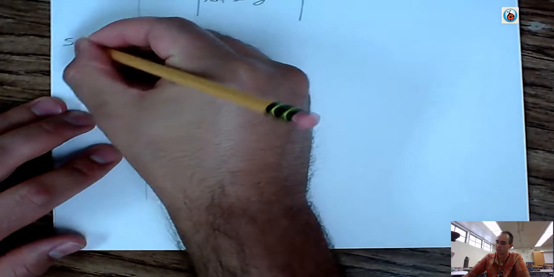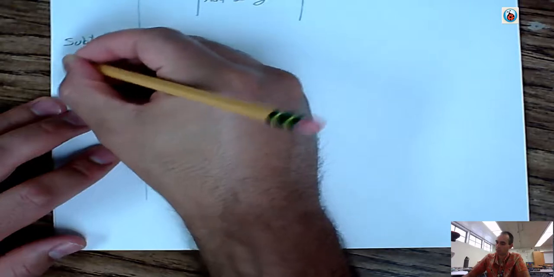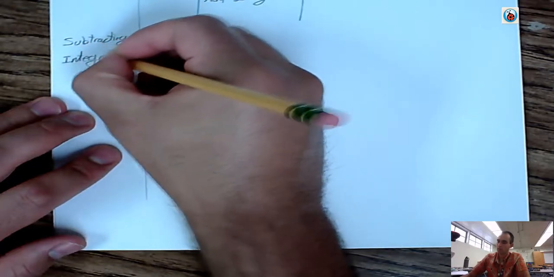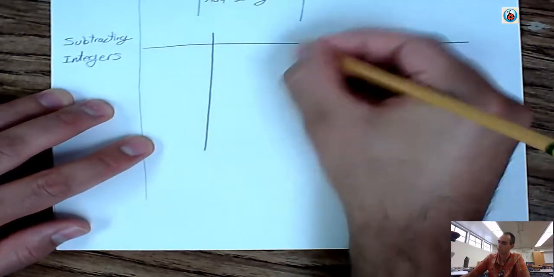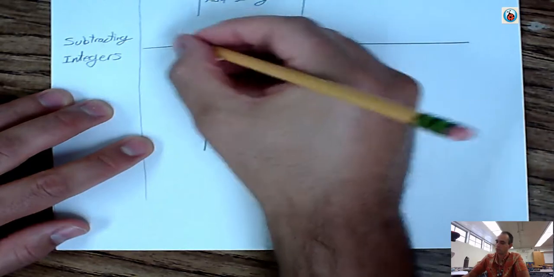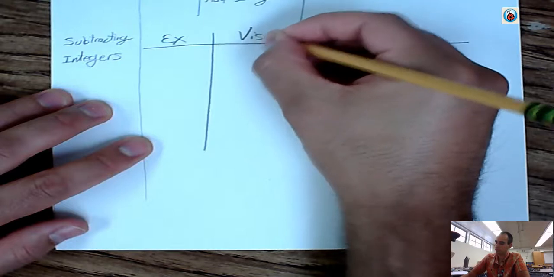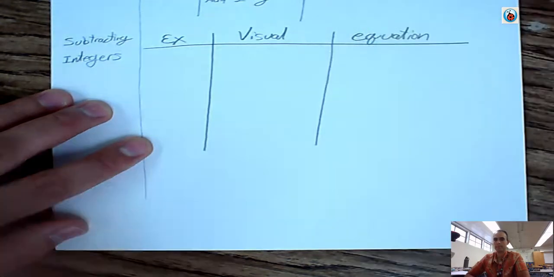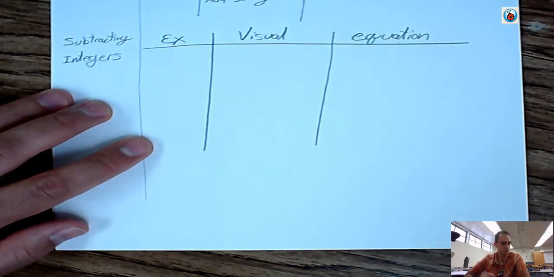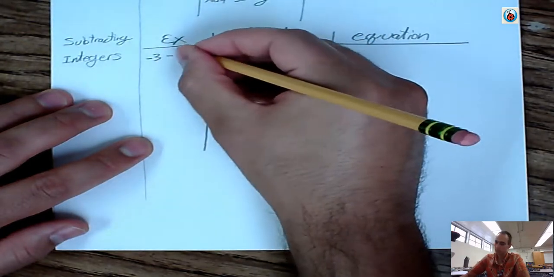Let's go back down to subtracting integers. I'm going to set up the same table. I'm going to put my example here, my visual, my equation. Alright, cool. So, first example I'm going to do is negative 3 minus negative 2.